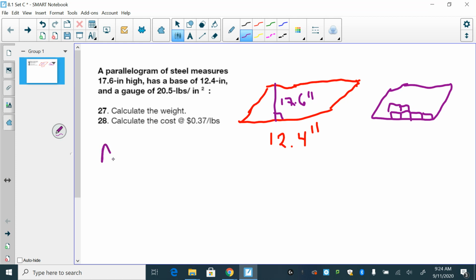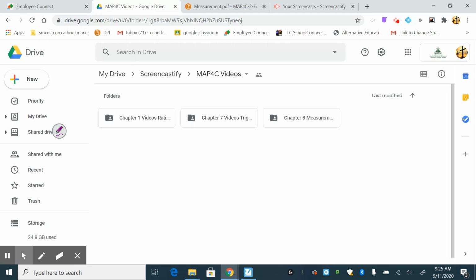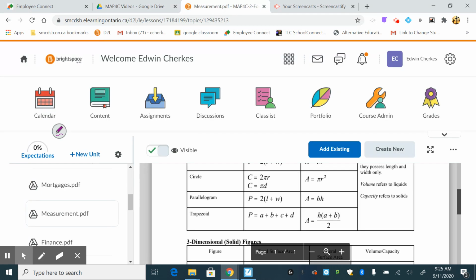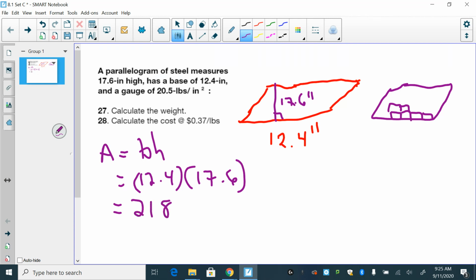For the area of a parallelogram, we need to go to our formula package so that we know what the formula is. If you go to the formula package, go to measurement, go to parallelogram, area is base times height. So base times height: we know that the base was 12.4, and we're going to multiply that with 17.6. So 12.4 times 17.6 equals 218.24. So that's my inches squared.